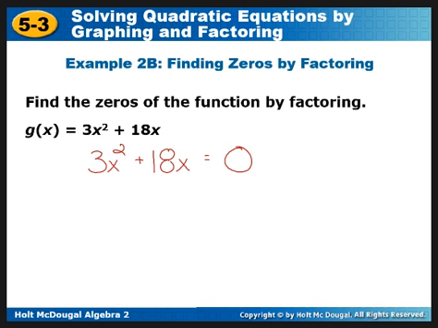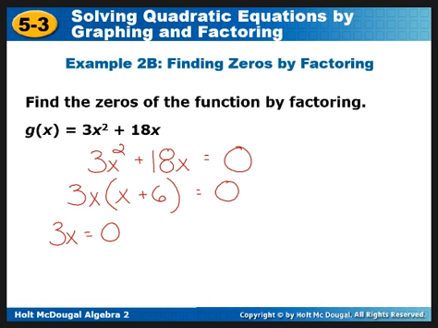So this one, again, we know that we're not going to have 2 sets of parentheses because there's only 2 terms. So the only thing I can look at here is, what do those 2 terms have in common? They can both be divided by 3, and they can actually both be divided by x. So if I do that, I will end up with x plus 6 left over in parentheses there. Now, a little bit different setup here, but we still have to take the 2 separate parts, the 3x, and set it equal to 0, and the x plus 6, and set it equal to 0.